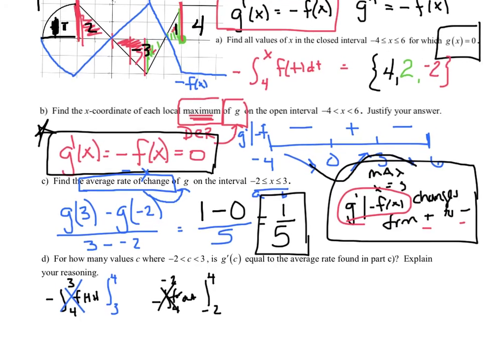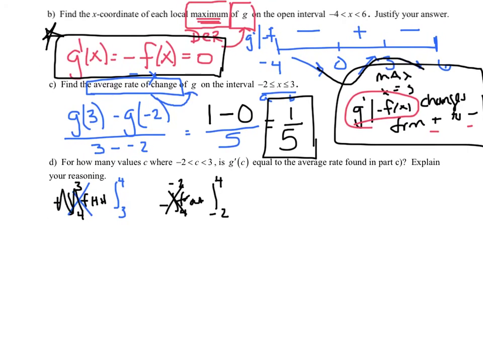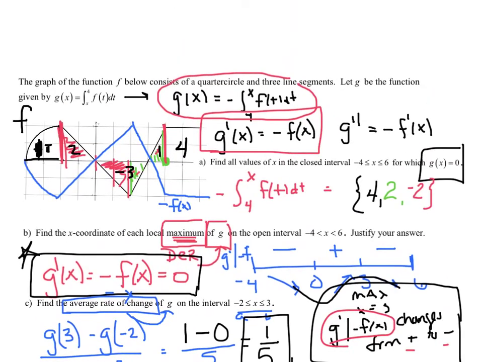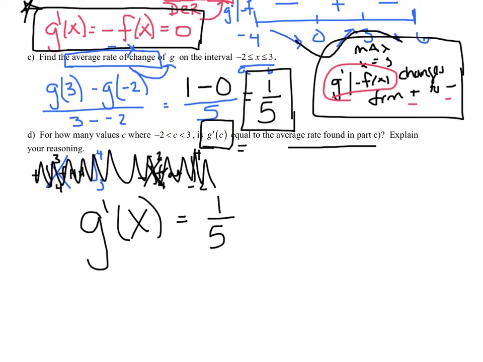Alright, for part D, I'm going to squeeze it in here. I'm going to cross this off because this was from our previous problem. It says, for how many values of C is G prime equal to the average rate found in part C? Okay, so when is G prime of X equal to the average rate found in part C? When does G prime equal 1/5? Now look back at your cheat sheet. G prime is equivalent to -f of x. So I'm also going to say, when does -f of x equal 1/5?